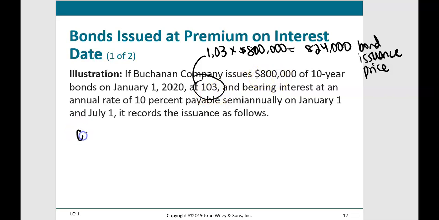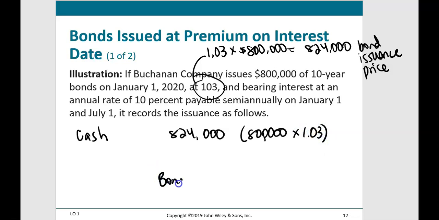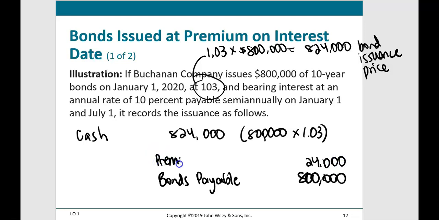So our journal entry, of course, the company receives cash of 824,000, as we just said. It's the 800,000 times 103. The company records the bonds payable at par value or face value, the amount it's going to repay at maturity, which is 800,000. And that difference, clearly it must be a credit, goes to the account premium on bonds payable. And premiums will always carry a balance that's a credit. Again, this 24,000 is going to be allocated across the bond's life or amortized and towards interest expense. And in the case of a premium, this amortization is going to decrease the amount of interest expense.